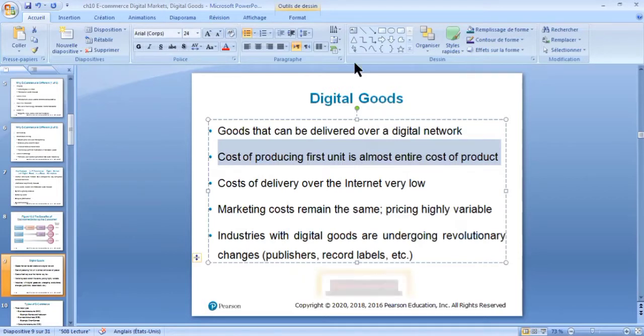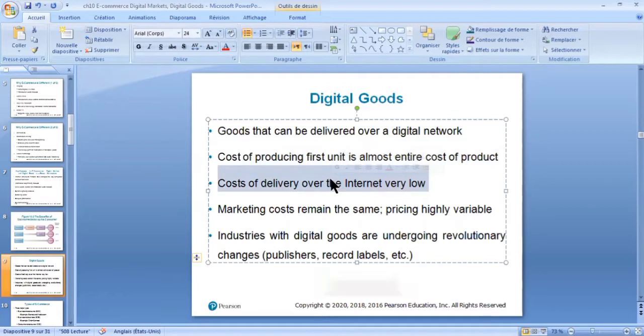This is a characteristic of digital goods. The cost of producing the original first unit is very high. It is almost the total cost of the product. The cost of delivery over the internet is very low. Marketing costs often remain the same, and pricing can be highly variable.